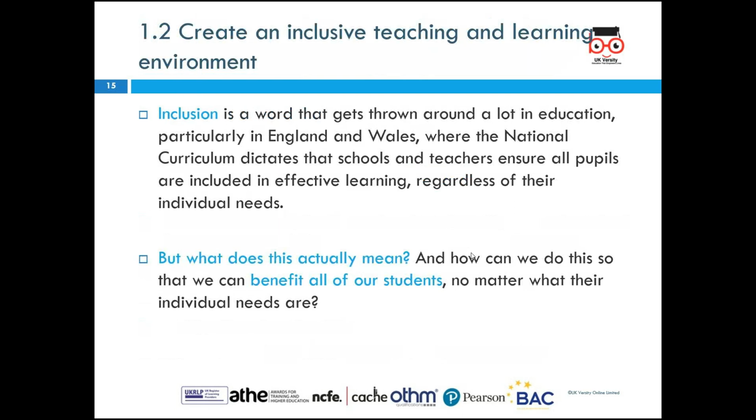Here, all you're doing is creating an inclusive environment. So create an inclusive teaching and learning environment. We know inclusion is very popular in England, Wales, and Northern Ireland and so on. Even the national curriculum says that we need to ensure all of our learners are getting effective learning, regardless of what their needs are. But how can we actually do this? What does it mean? And how do we do this so it benefits all our students? No matter what the individual needs are, how can we do it?